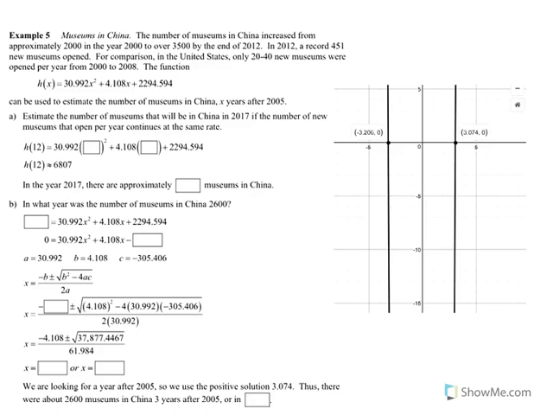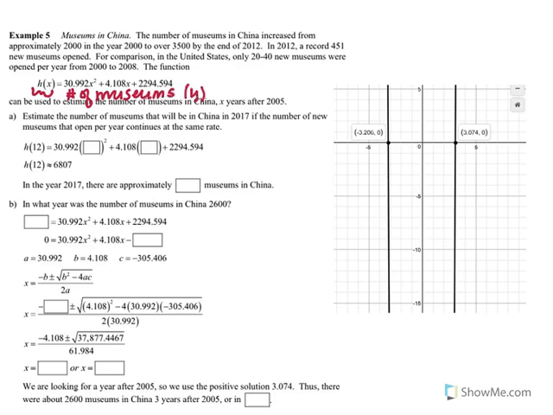The function given is going to be a good explanation for what a model might look like. So to model this data, this function can be used to estimate the number of museums in China x years after 2005. So this h of x part represents the number of museums, which is our y value, and our x value represents the number of years after 2005.